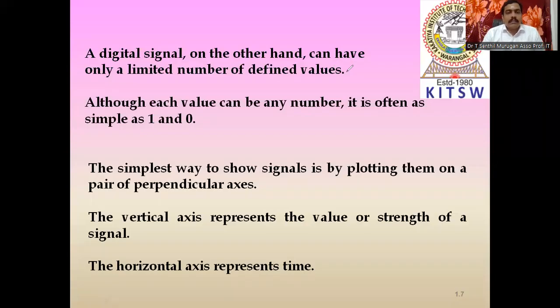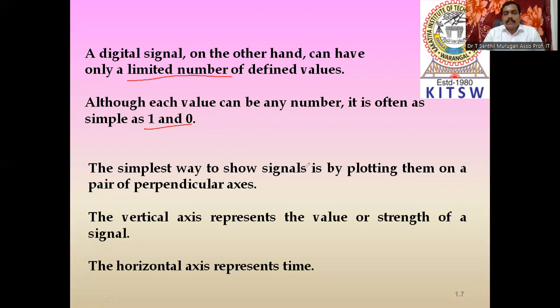Digital signals, on the other hand, can have only a limited number of defined values. So we know these are discrete values. What we discussed in digital data is discrete values. Although each value can be any number, it is often simply zeros and ones. Any value converted into zeros and ones, or binary form, is the same.